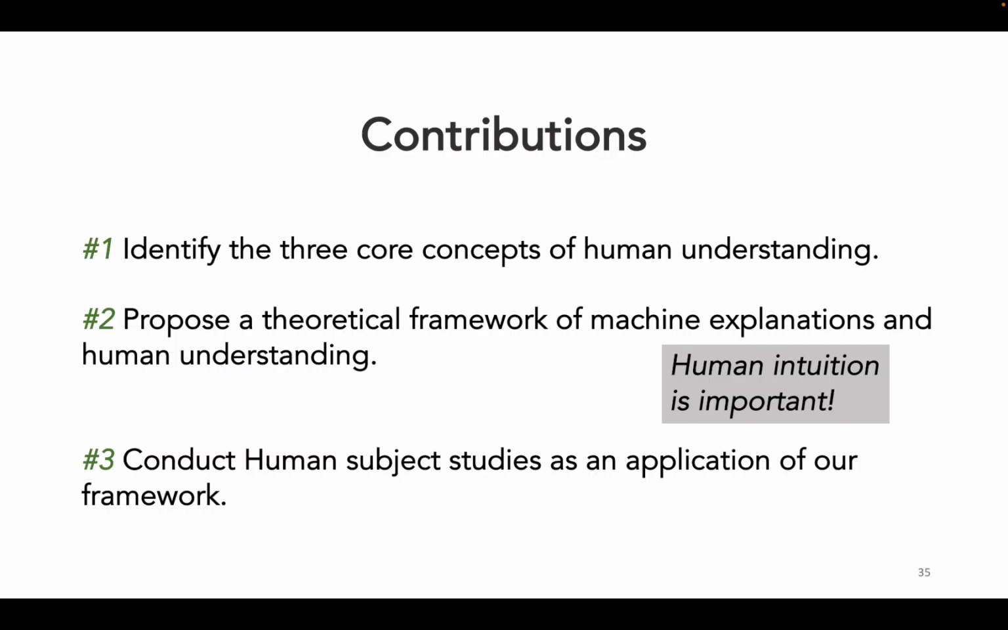In summary, our work has three contributions. First, we identify three core concepts of human understanding, and then we propose a formal framework to discuss machine explanations and human understanding. Our key finding from the formal framework is that human intuition is important. Finally, in our human studies, we showcase an application of our formal framework. The experiment provides a possible way to incorporate human intuition for effective machine explanations.